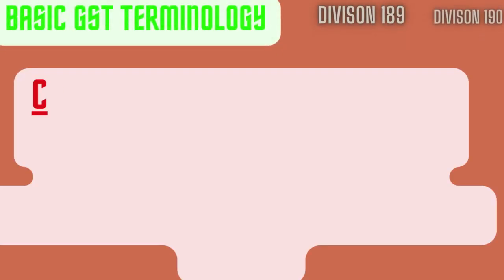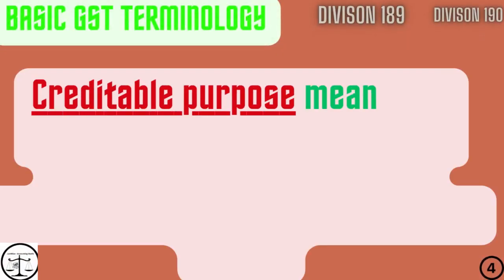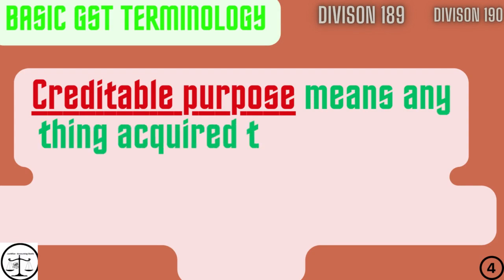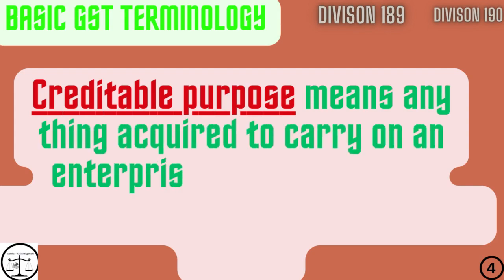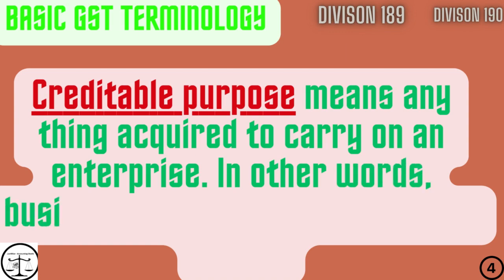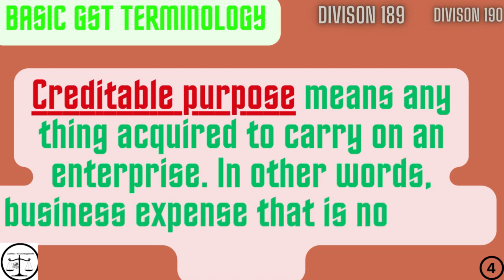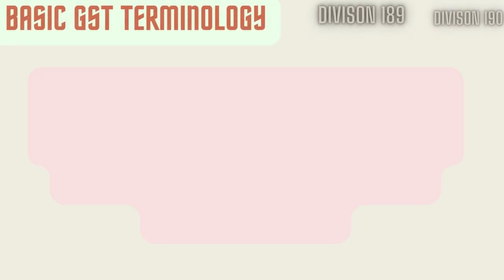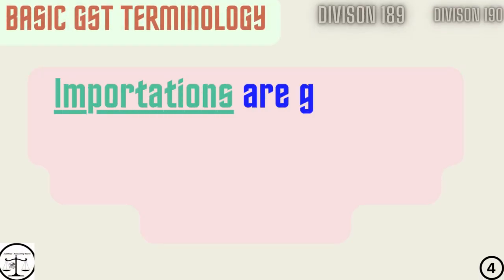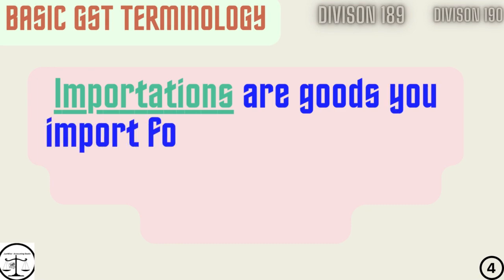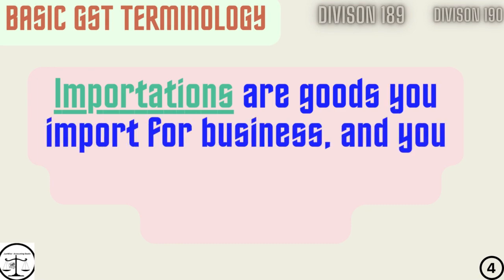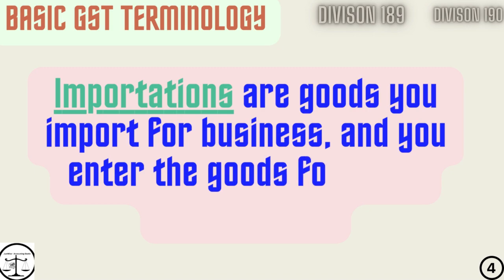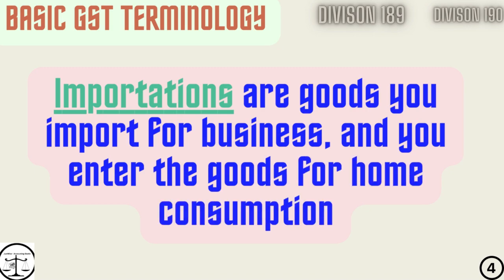3. Creditable purpose. Creditable purpose means anything acquired to carry on an enterprise. In other words, business expense that is not input taxed. 4. Importations. Importations are goods you import for business, and you enter the goods for home consumption. Please note that you must pay GST on any taxable importations.